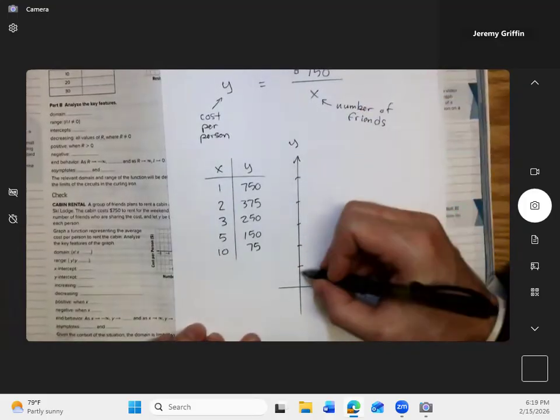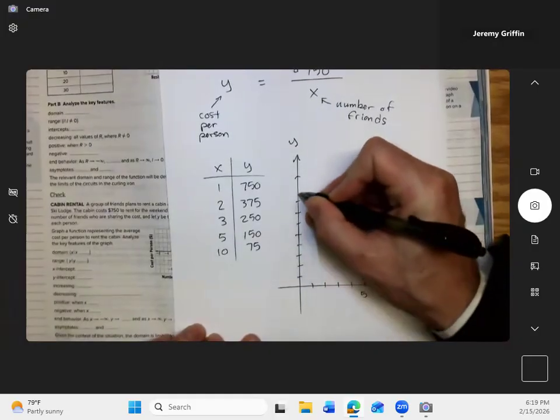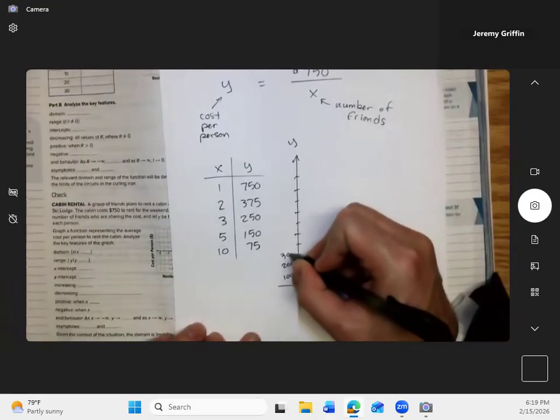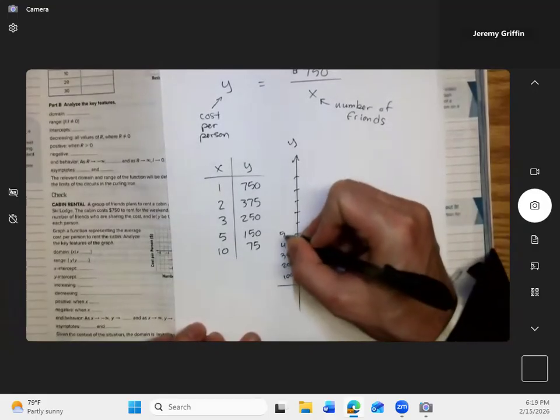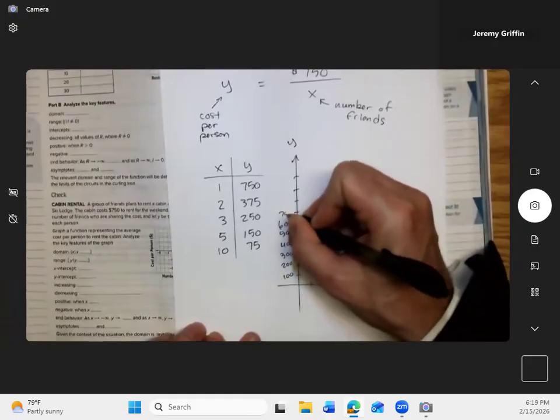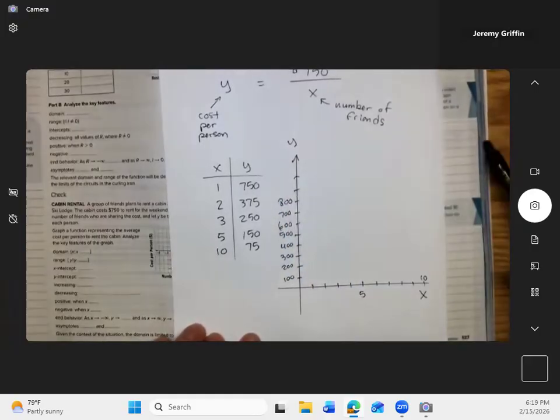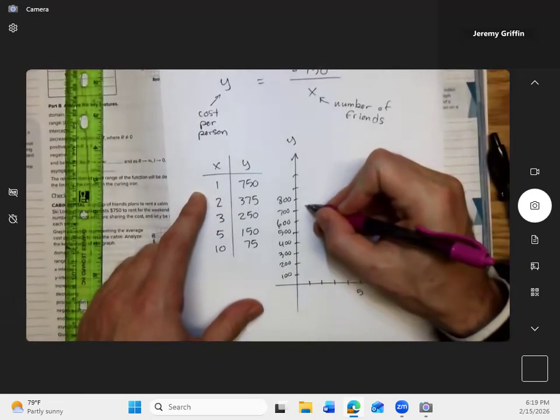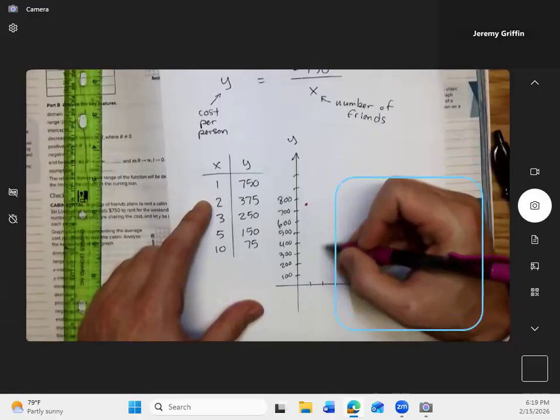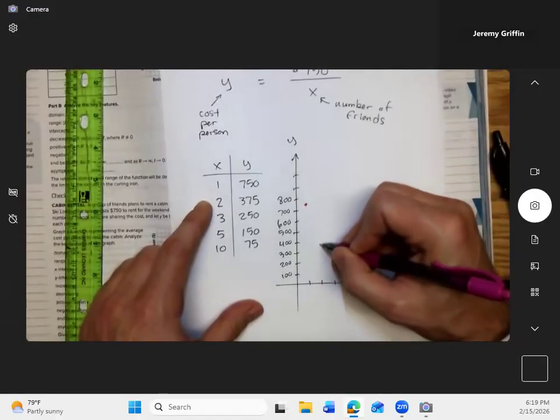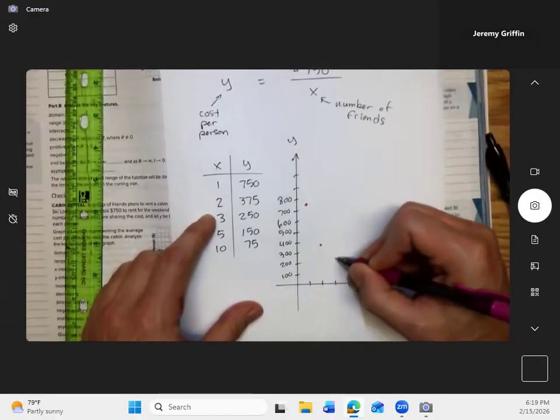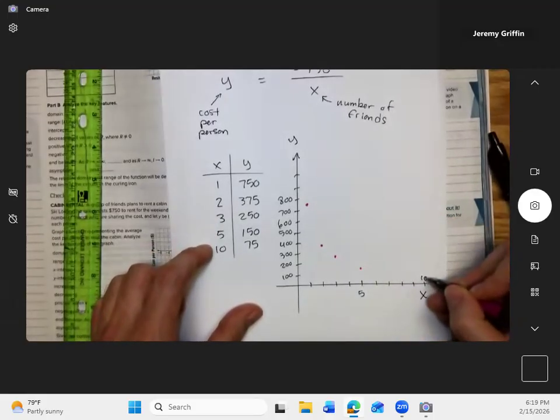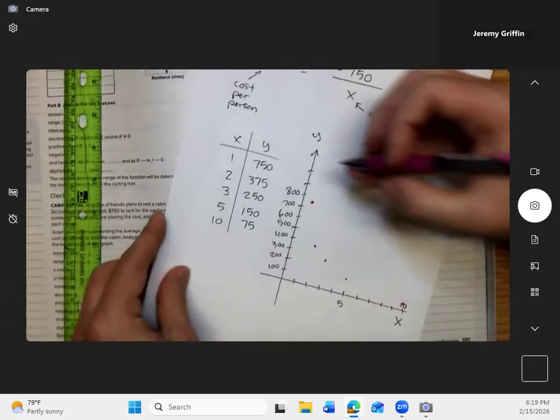Wow, and we kind of messed that up. Cut that in half. Okay, let's do this. So go 100, 200, $300, $400, $500, $600, $700, $800. So one guy shows up, 750, 750, that's right there. Two, 375, three, 250, five, 150, 10, 75, like that.